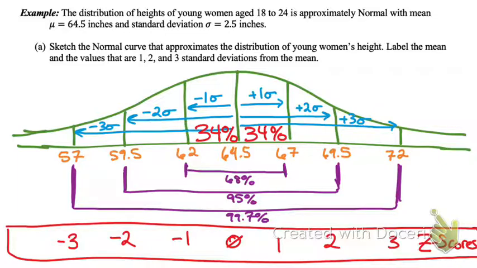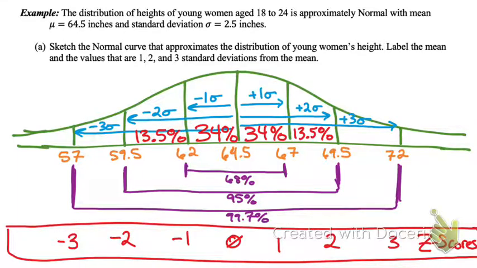That sounds awful. Let's just do some simple math. Watch this. What percent is from 59.5 to 69.5? 95. I've already taken care of the middle 68. 95 minus 68 divided by 2 equal sections. What do you get? 13.5. 13.5%. Thank you.